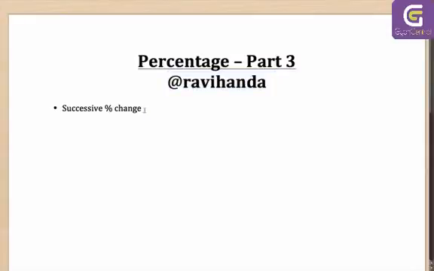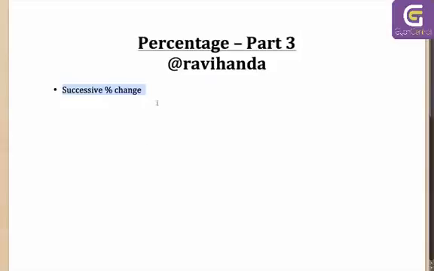Today we are going to talk about successive percentage change. Well, to understand successive percentage change, you first need to know what it is. Let's say a particular quantity increases by 10%, then it increases by 20%, then it increases by 30%. That is known as successive percentage change. It could be one of them is positive, two of them are negative. That also is successive percentage change.